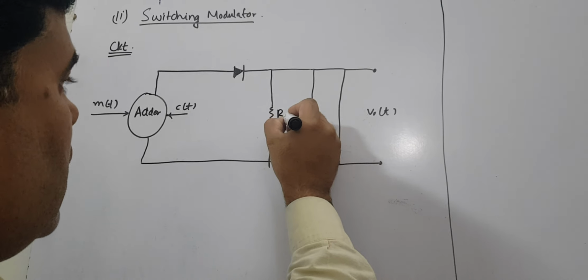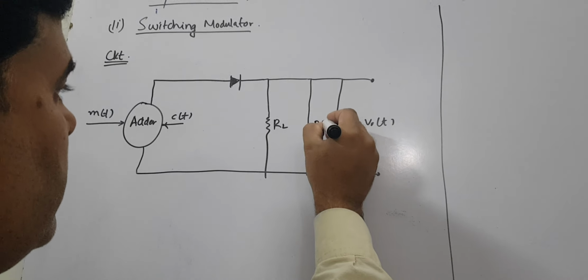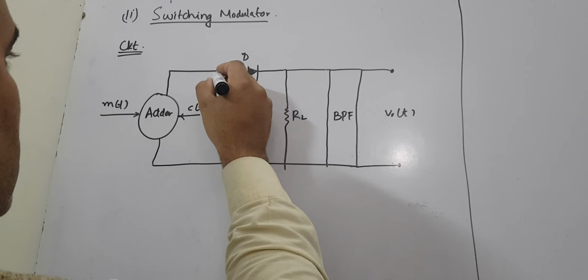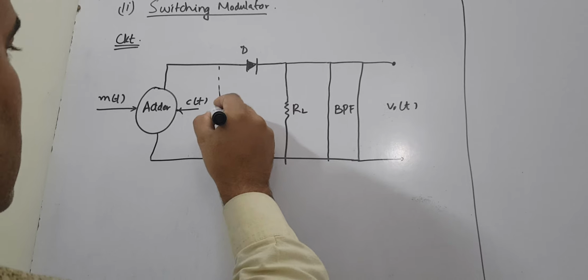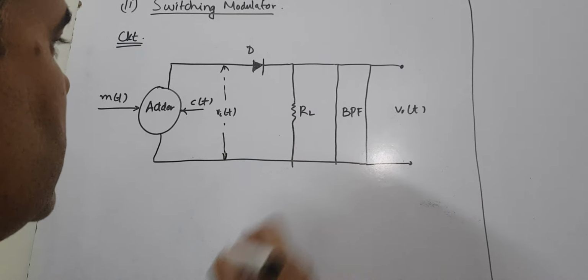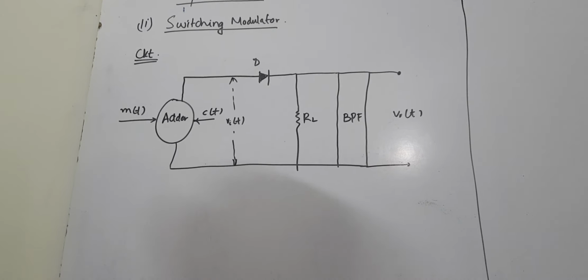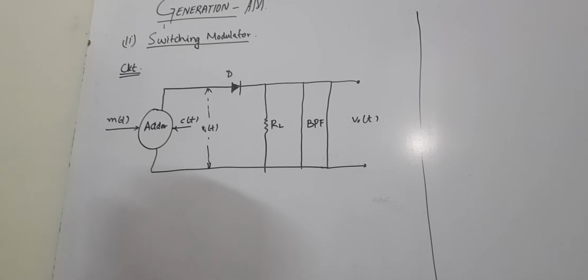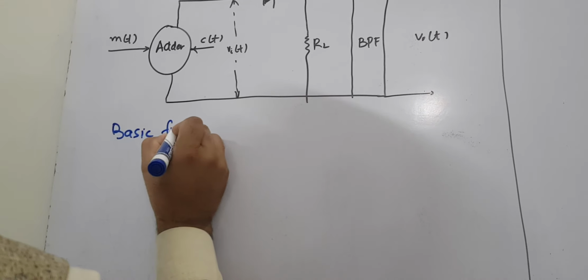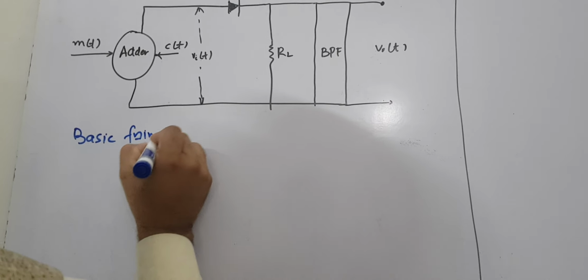So, RL and the band pass filter. This one is the diode. This is the input of the diode, and that is the output of the diode. So the basic functioning of the diode.